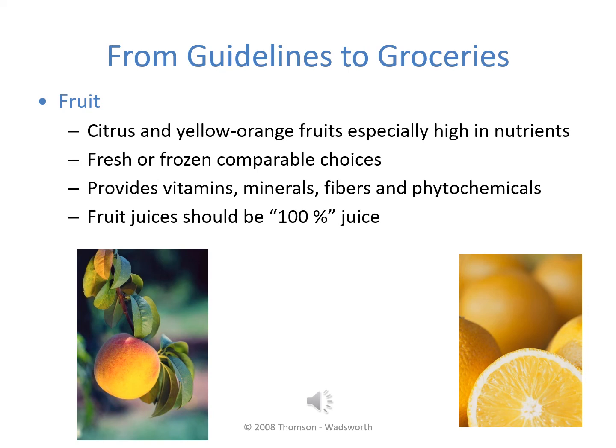So how about the fruit group? What are some good choices here? Well, in general, citrus fruits such as oranges or grapefruits, limes, and lemons, as well as yellow or orange fruits, so think peaches, cantaloupes, apricots, they tend to be very high in vitamin C, potassium, as well as other minerals, and they're a good source of fiber.